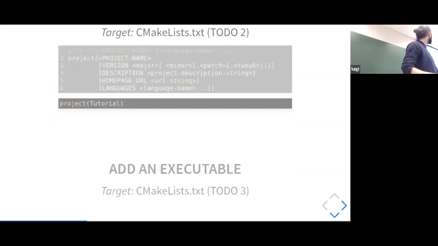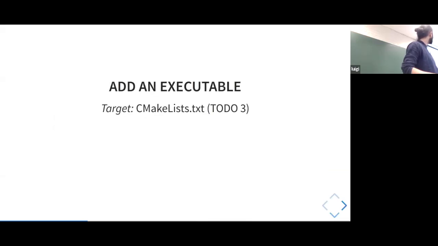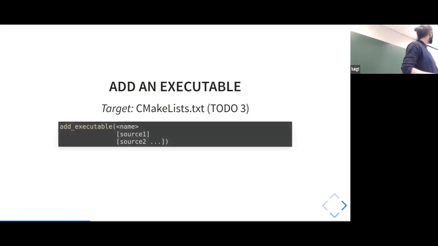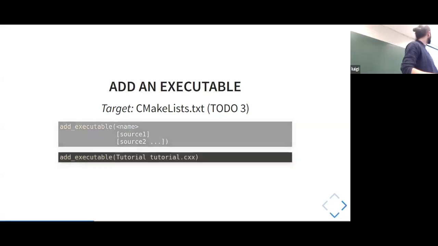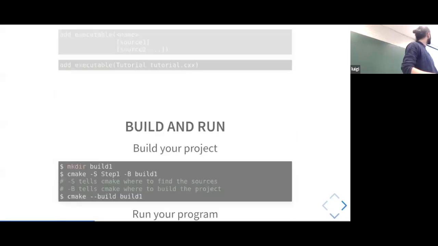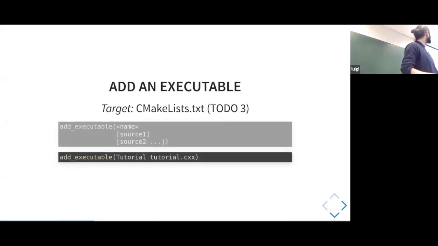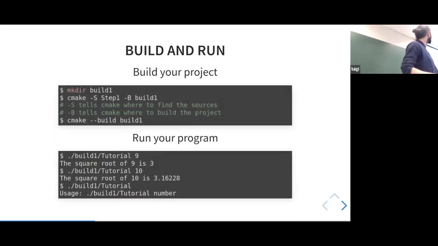And then we need to add an executable. And again, for an executable, you need to give it a name, and then you have optional sources. Here we call our executable tutorial, and the source is tutorial.cxx. So this is basically all you need to do to write a very minimal CMakeLists.txt.